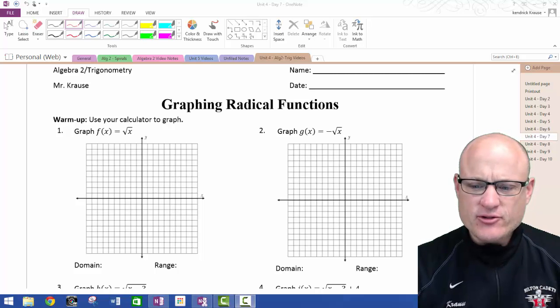So, anyway, graphing radical functions. Hopefully, at this stage in your life, you know what the square root of 9 is. Maybe you even know what the square root of 1 is.